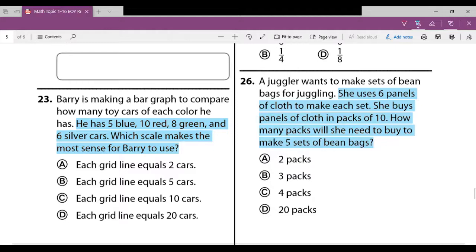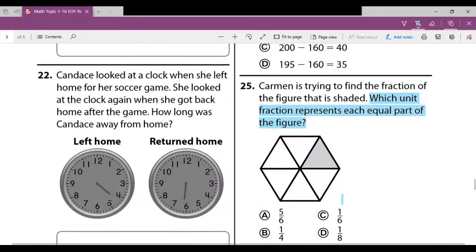Okay, when we take a look at each grid line equals 5 cars, are we going to skip count by 5s? I don't know, because we have 6, we have 5, we have 10, and we have 8. If we skip count by 5s, we would kind of go over and we wouldn't best represent 5, 10, 8, and 6 on the bar graph, okay? Taking a look at A, which is our answer, each grid line equals 2 cars. If we skip count by 2s, we can fit all of this information on there and it will make the most sense for Barry to use that one, okay?